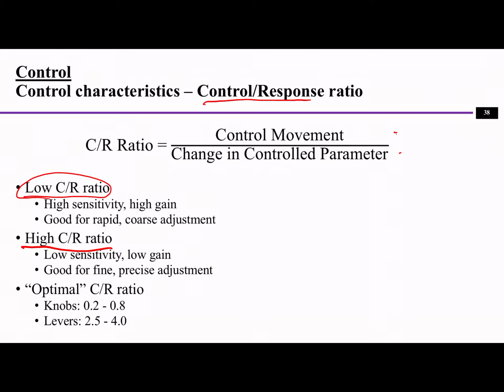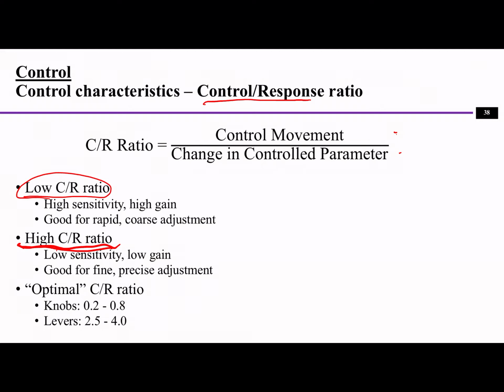In some controls, for example, if you are controlling something at a very small scale, like a microscope or even nanoscale controls, then you might want to design a very high CR ratio, because you don't want to move just a little bit and have a big change. All you want is a really minor adjustment at that small scale. So a high CR ratio will be preferred.